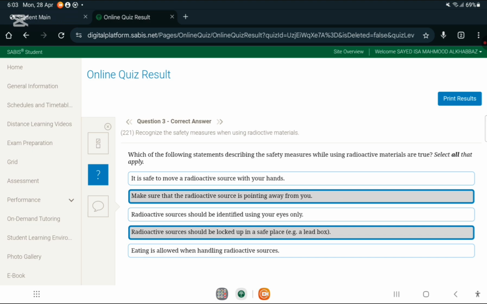Radioactive sources should be identified using your eyes only. No, they should not be identified using only your eyes. That does not make sense. Radioactive sources should be locked up in a safe place. Example, a lead box. That is true because they release radiation, and lead slows down most of the radiation. Lead completely stops alpha and beta, but gamma it only slows down. Eating is allowed when handling radioactive sources. That is a big no, and it is logic. This type of question is logic. Alright, on to the next.